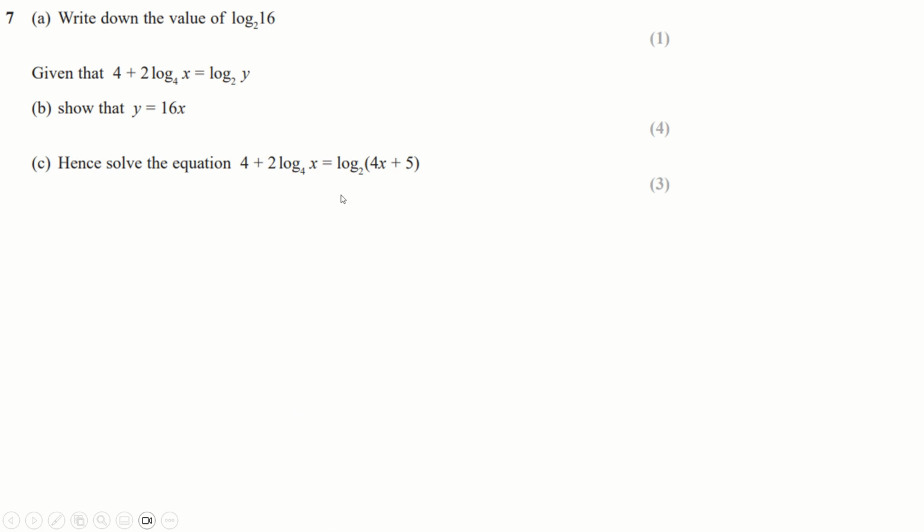Hence, solve this thing. Now, this is really weird. So apparently, if 4 plus 2 log 4x is equal to log 2 of something, that something is equal to 16x. So therefore, if we've got all of this, then this thing here is equal to 16x. And you literally just have to make that realization and then solve it, which is super quick.